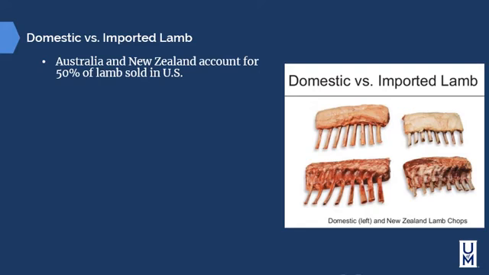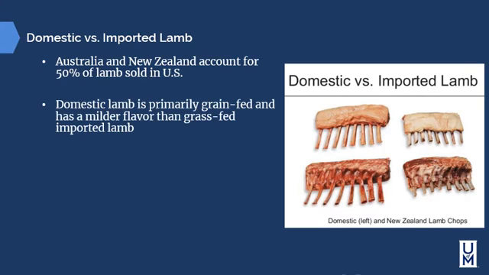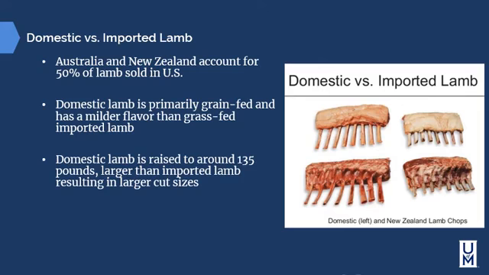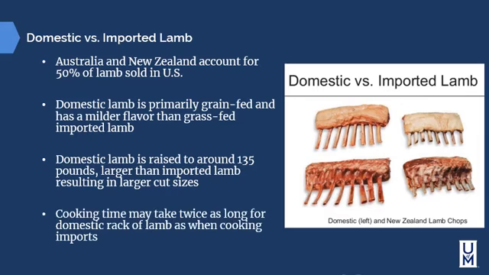Australia and New Zealand account for approximately 50% of all lamb sold in the United States. Domestic lamb is primarily grain-fed and has a milder flavor than grass-fed imported lamb. Domestic lamb is raised to about 135 pounds, which is larger than their imported lamb counterparts, resulting in larger cut sizes, as you can see from the side on the right. Cooking times may take twice as long for domestic rack of lamb as when cooking imports, due to their size.